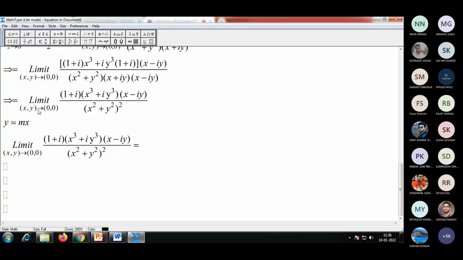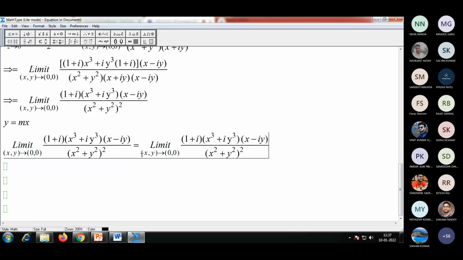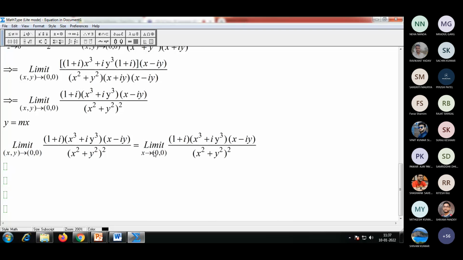Just use the value of y equal to mx. So y equal to mx means this becomes x tends to 0. So simply we may say that x tends to 0, y equal to mx, so m to the power 3, x to the power 3.